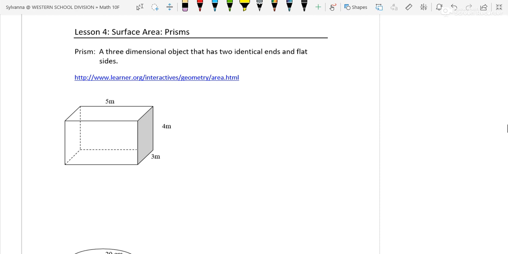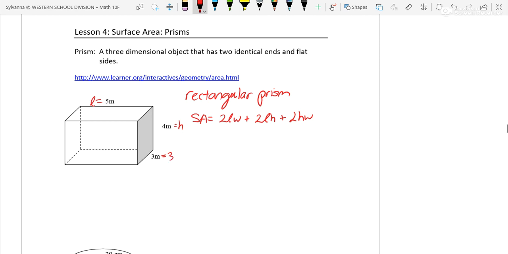So for this one, this is called a rectangular prism. And the surface area formula for that is 2 length times width plus 2 length times height plus 2 height times width. So my length is 5, my height is 4, and my width is 3.